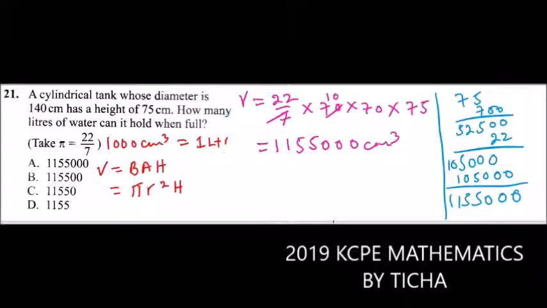And since we had said that 1000 centimeter cube is equal to 1 liter, we divide by 1000, implying that our volume is 1155 liters. So that is how you work out that question. And if you check from the answers given, D is the correct answer. So you mark D to be your correct answer.